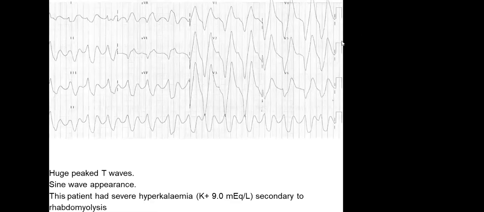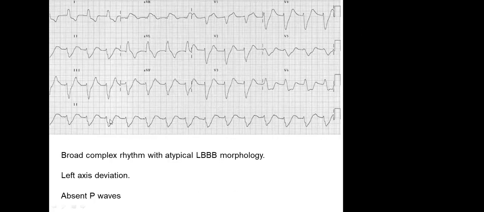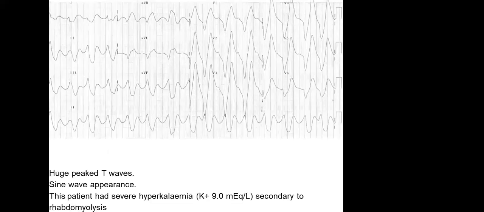In this ECG, when we see aVF, we can comment that left axis deviation is there. There is absence of P wave. When we want to see P waves, we are not able to see any P wave in lead 1 or in aVF. So, absence of P wave, left axis deviation with broad complex rhythm with atypical LBBB, potassium is 9. These are bizarre QRS complexes in hyperkalemia.